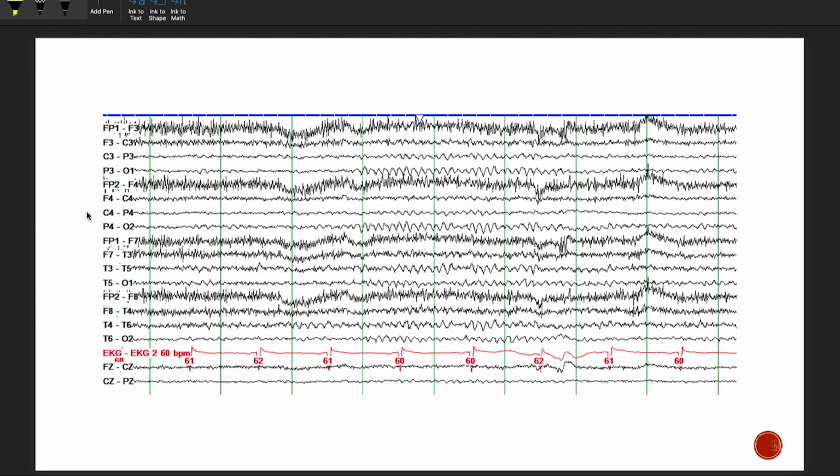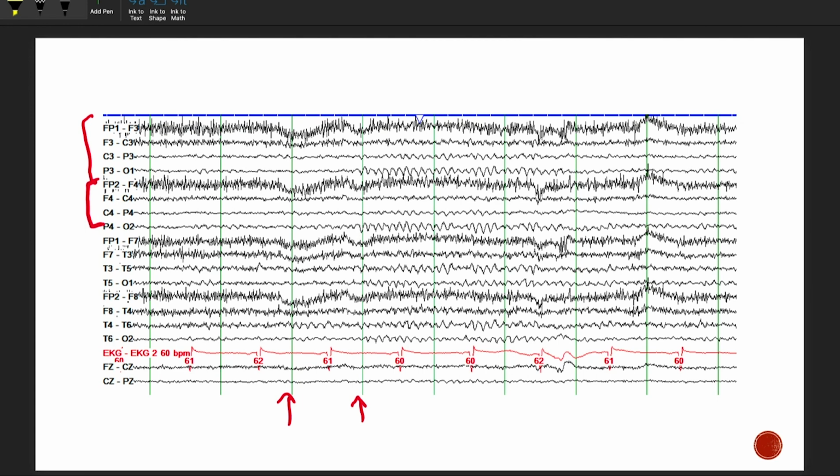Now, this is a normal EEG. So in a normal EEG, you can see that the odd numbers on the channels, so here are some of the odd numbers here, are recording from the left side of the brain. The channels that end with an even number, which are these channels here, are recording from the right side of the brain. Each green line, this is one of the green lines, this is another green line, is separated by 1 second.